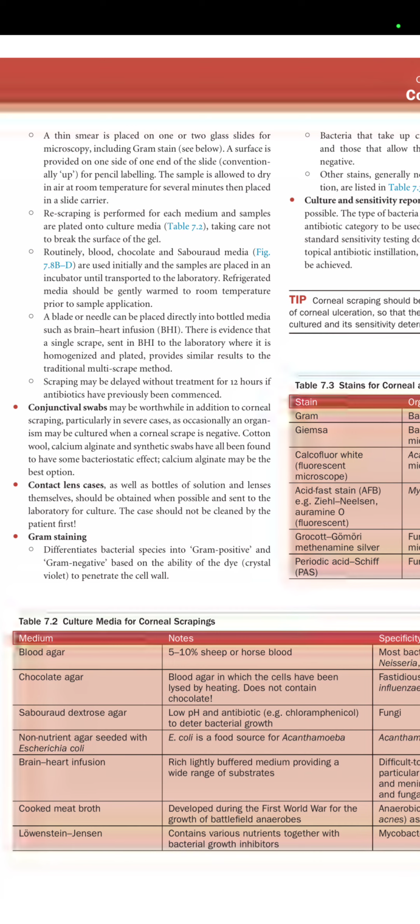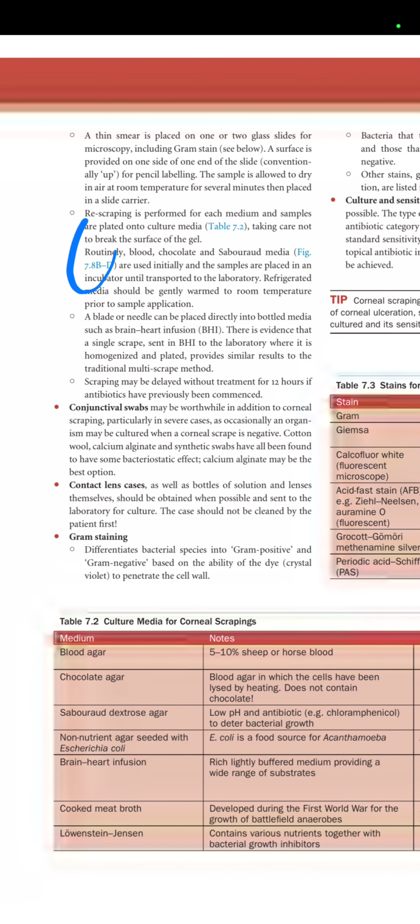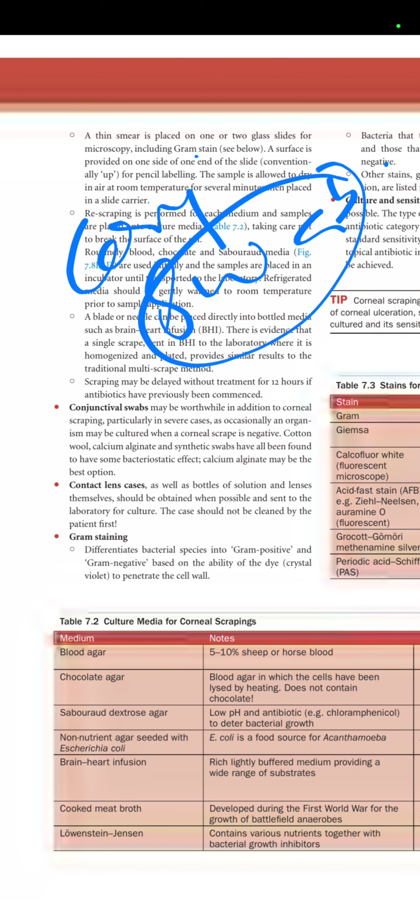Then we can also take conjunctival swabs. Conjunctival swabs may be worthwhile in addition to the corneal scraping, particularly in severe cases, as occasionally an organism may be cultured when a corneal scrape is negative. Sometimes the corneal scraping comes back negative, so it is a good idea to take a conjunctival swab. Basically, we take a swab, swab through the conjunctiva, and take that sample for culture and sensitivity. So some organisms may be captured in that swab.